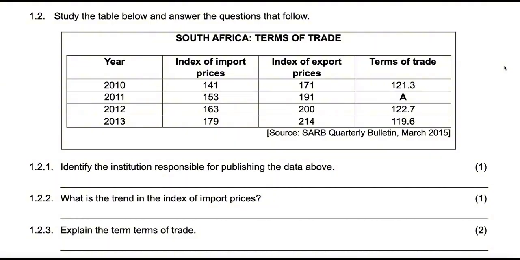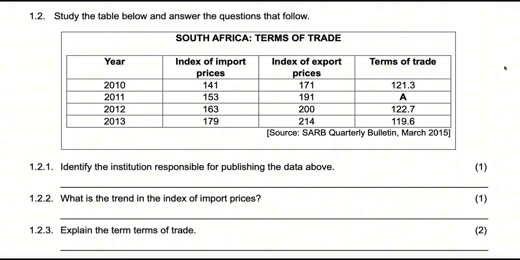Okay, let's get started. It says here, study the table below and answer the questions that follow. South Africa, terms of trade. We have years 2010 to 2013, and then an index of import prices, which we see is going up, and it makes sense for it to go up. Basically, it means imports are getting more and more expensive as time goes on, mainly due to inflation in the foreign countries. It's not the only factor, but basically it means prices of whatever we buy from other countries are going up, and this is normal.